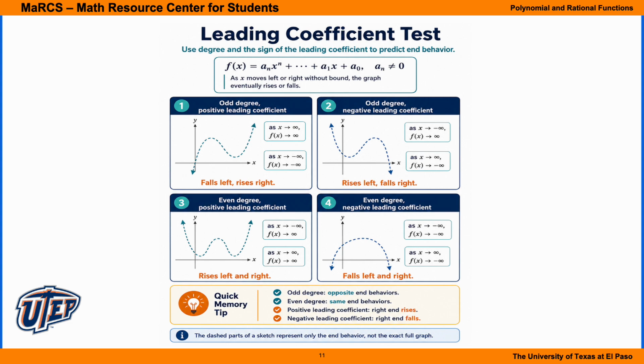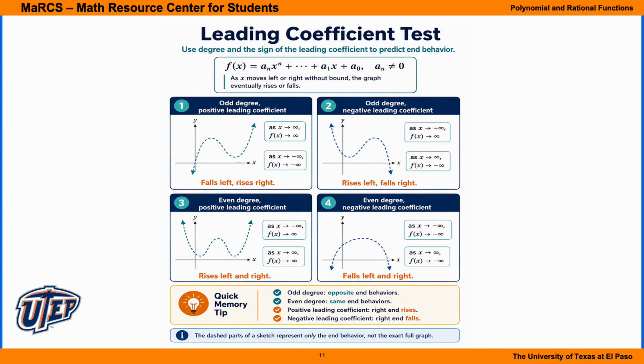Now for the third possibility, this happens when we have an even degree and a positive leading coefficient. Then both ends of the function will point upward. For the fourth possibility, this occurs when we have an even degree and a negative leading coefficient. Then both of the ends of the function will point downward. We notice that when we have an even degree, both of the ends have the same behavior, and when we have an odd degree, the ends are opposite behavior.